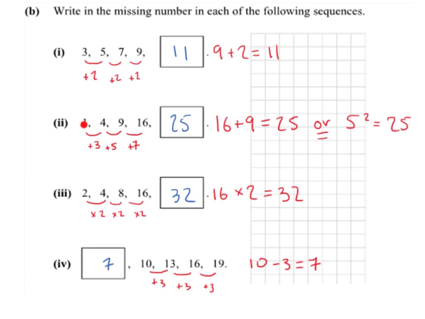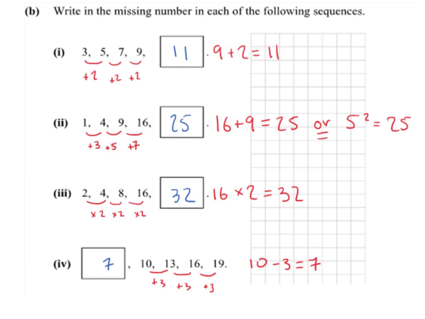In our next sequence we have 1, 4, 9, 16. And we notice that the differences are 3, 5, and 7. So the next difference is going to have to be 9, which means we have to add on 9 to the 16. And 16 plus 9 is 25, so 25 is the next term in our sequence.